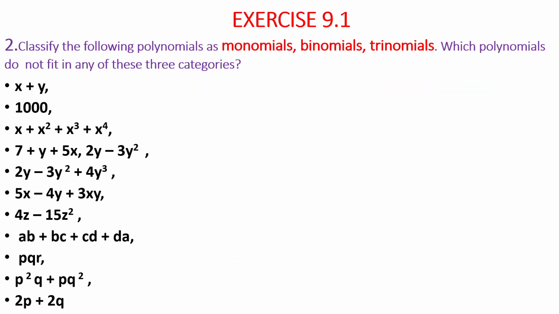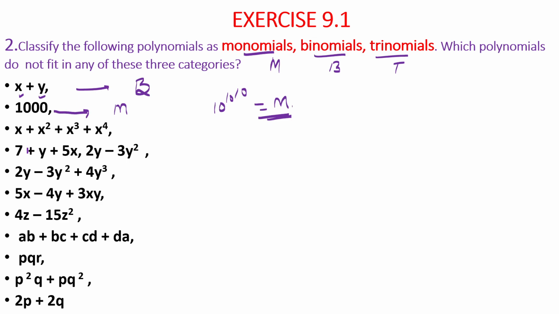Now we move to the second question. Classify the following as monomial, binomial or trinomial. I write monomial as M, binomial as B, trinomial as T. Clear? Look, x plus y, count the terms: 1 and 2. Therefore this is a binomial. A constant, whatever the constant may be, is always a monomial. If I write 10 to the power 10 to the power 10, this is also an example of a monomial. Right? 1, 2, 3, 4. So this is neither monomial, nor binomial, nor trinomial. So we can write it as a polynomial.